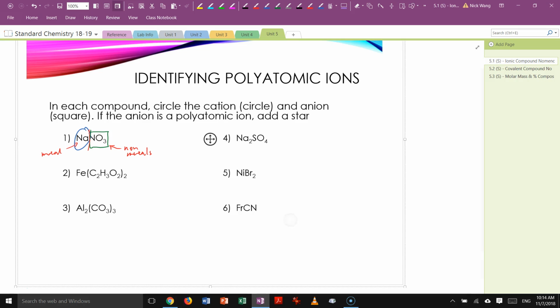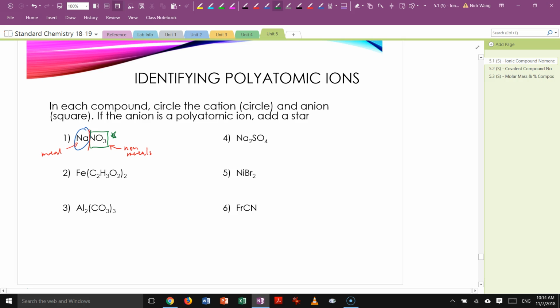And of course, how do we know if it's a polyatomic ion? Well, this is a single anion. It's got multiple atoms. In fact, it has 4: 1 nitrogen, 3 oxygens, so 4 atoms. So that's a polyatomic ion. So I'm adding a little star next to that.